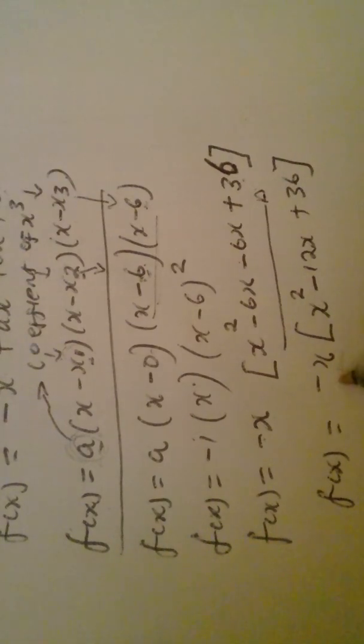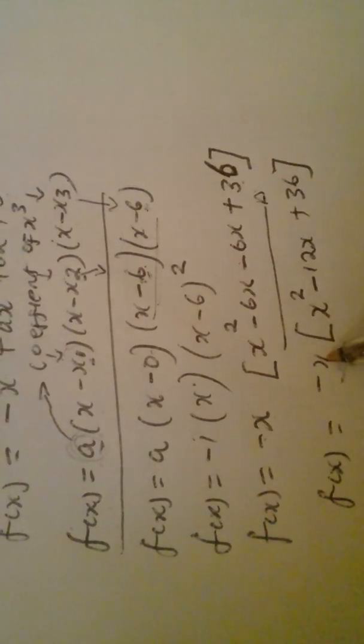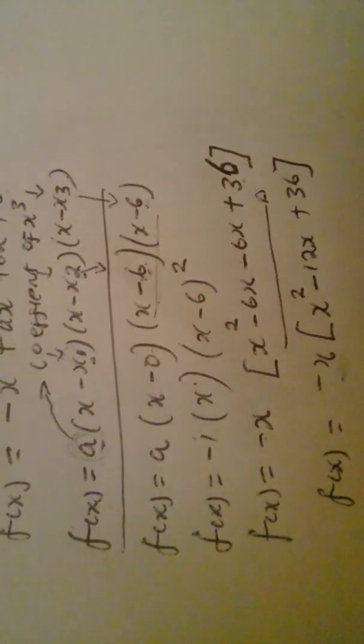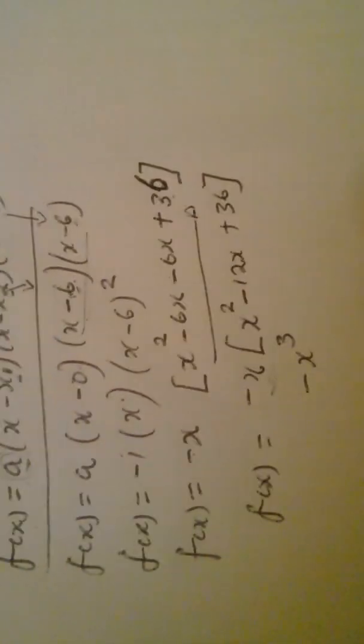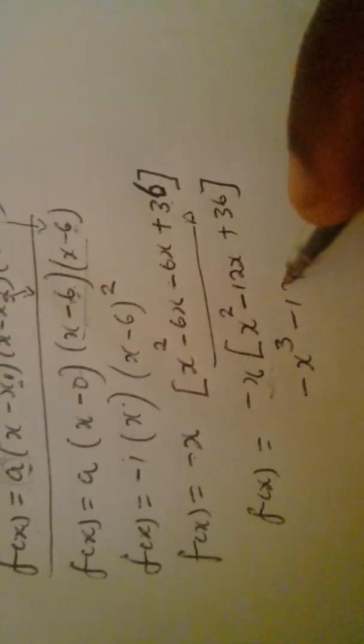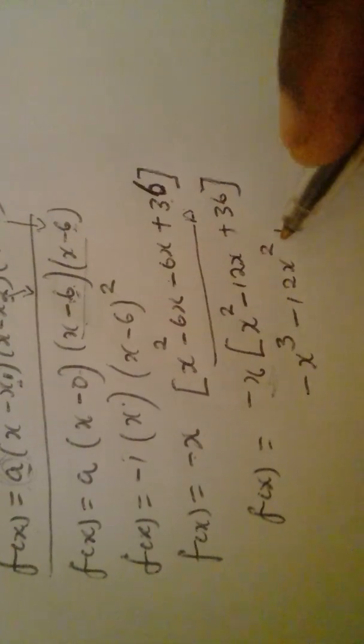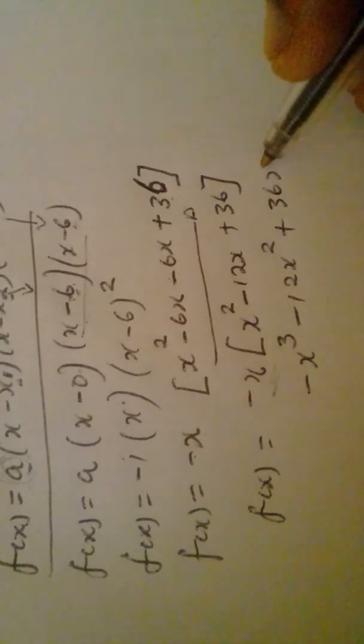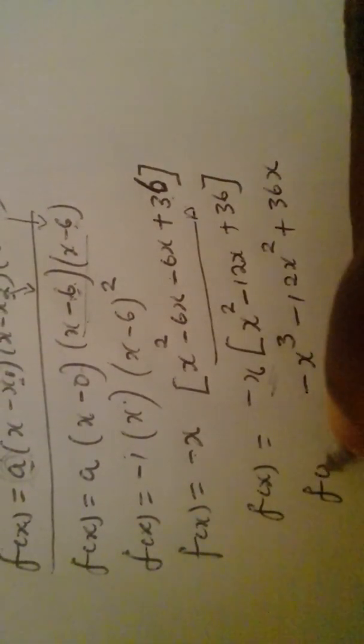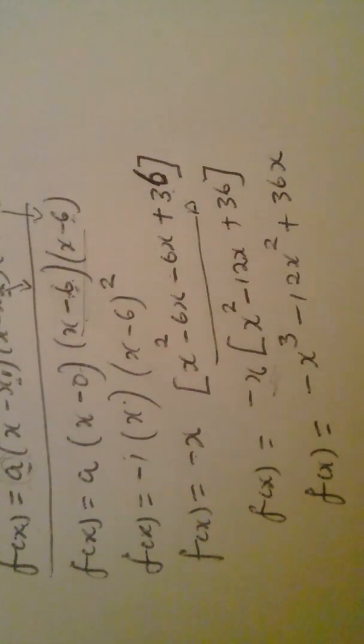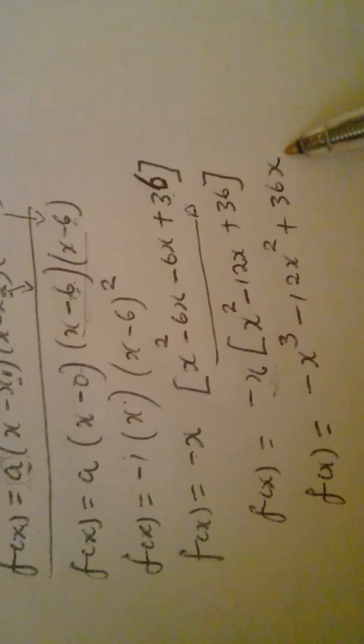The number outside the brackets, multiply every number inside the brackets. Negative x cubed, negative 12x squared plus 36x. f of x equals negative x cubed, negative 12x squared plus 36x.